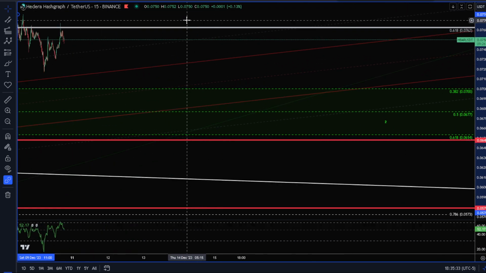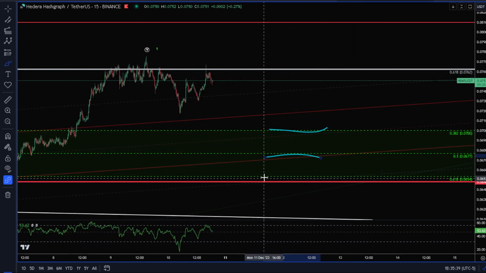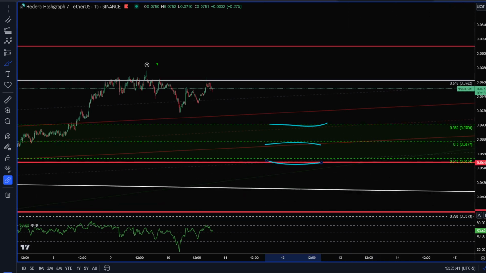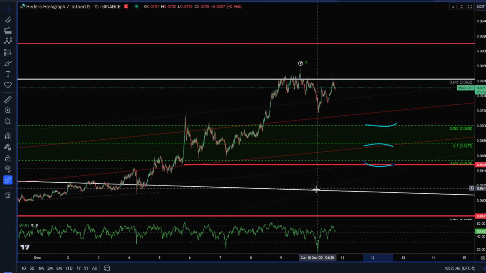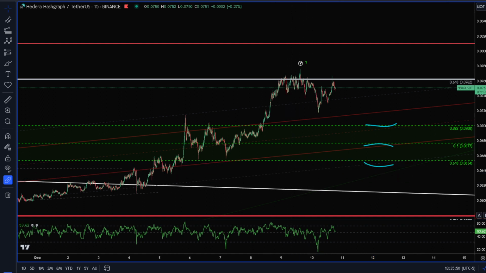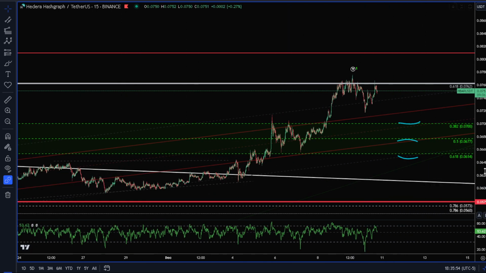If you watched my yesterday's video, I was expecting a move down in this area, and I was going to buy a third, and the stop was at, let me get rid of this. Stop was at this low here at around 5.79 cents.